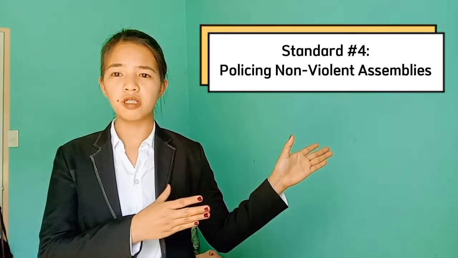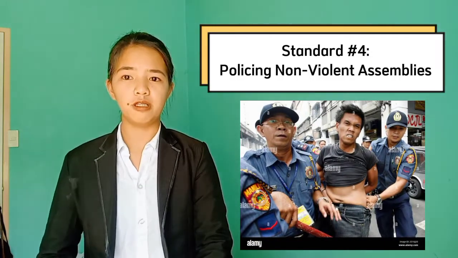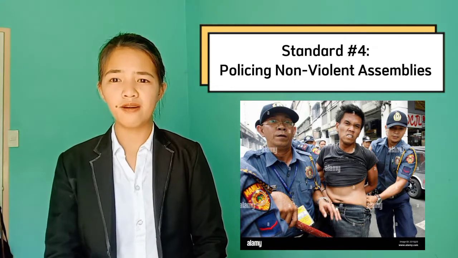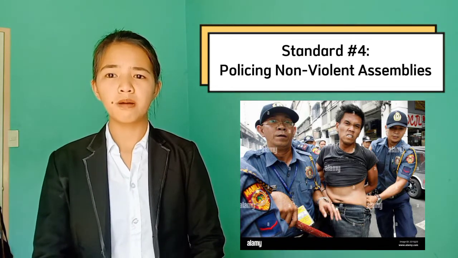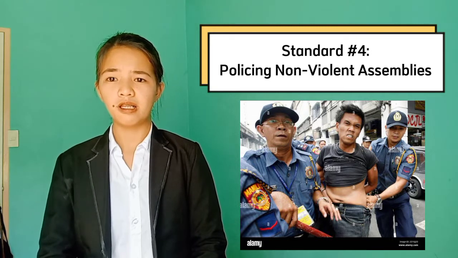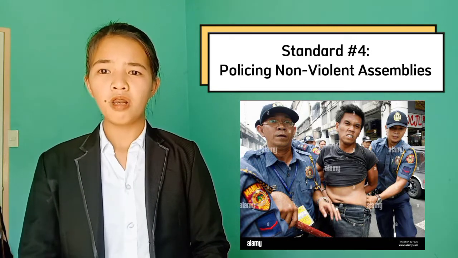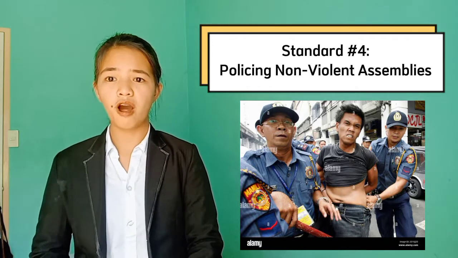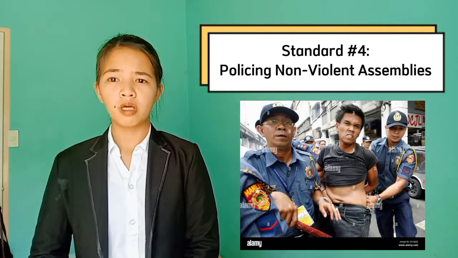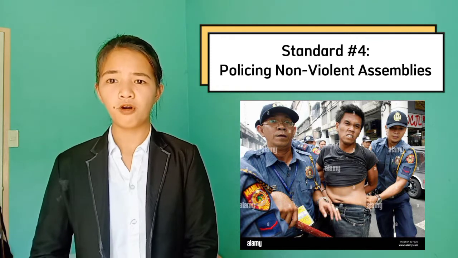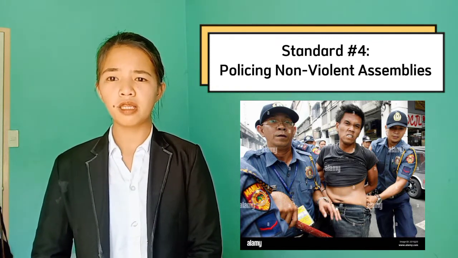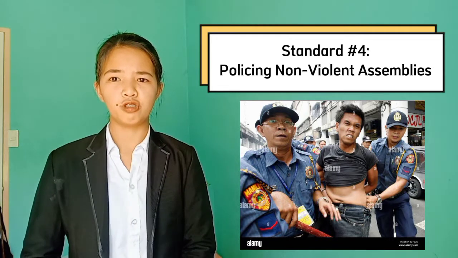Standard number 4 is policing non-violent assemblies. Avoid using force when policing unlawful but non-violent assemblies. An example here is an incident in a protest. All arrested persons in a protest should just be restrained or handcuffed and brought to the police station safely for processing. They should not experience any violent actions from any law enforcement.